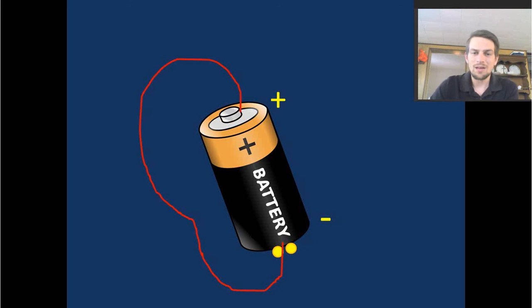Let's see that again. There's electrons down in the negative end, and they're going to go along the wire to the positive end, and that is how electricity flows.